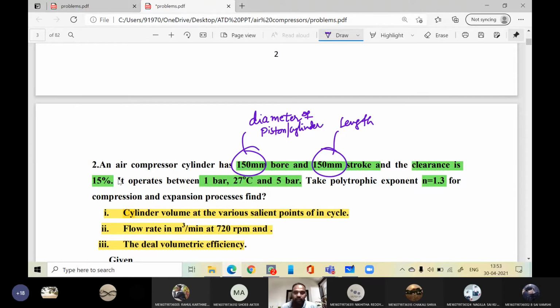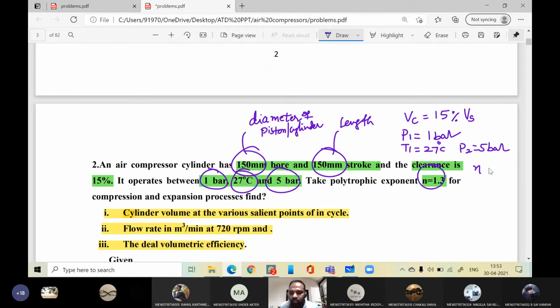You can see Vc is equal to 15%. Clearance volume is always measured in terms of swept volume. Because clearance is part of the swept volume, clearance is equal to 15% of the swept volume. It operates between 1 bar, 27 degrees and 5 bar. P1 is 1 bar, T1 is 27 degrees centigrade, and P2 is equal to 5 bar. And the polytropic index n is equal to 1.3. This is the data given.